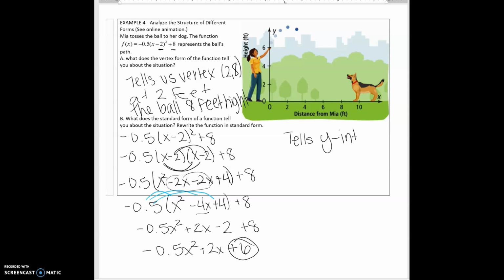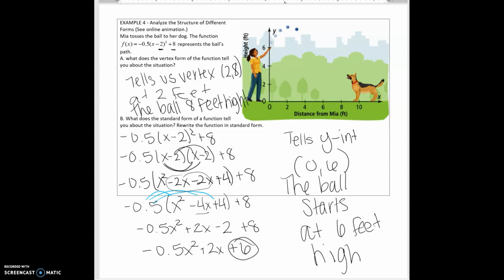So what is our y-intercept? 0, 6. The y-intercept is 0, 6, so the ball starts at 6 feet high, which we can see on that graph there.